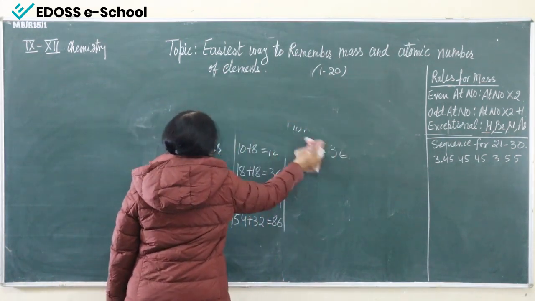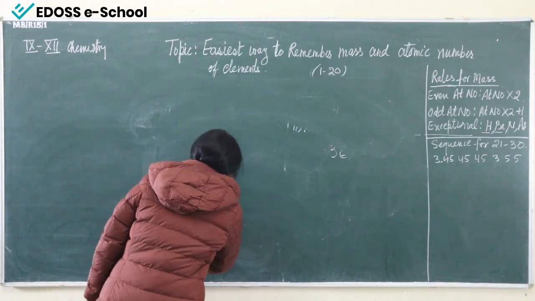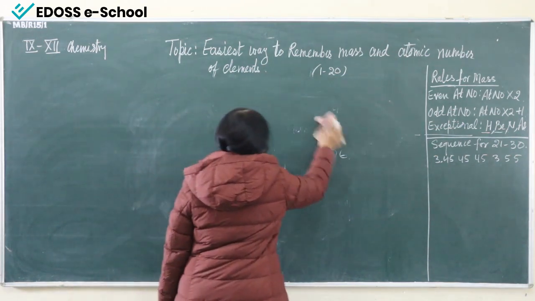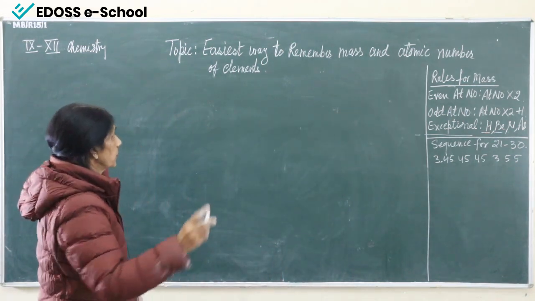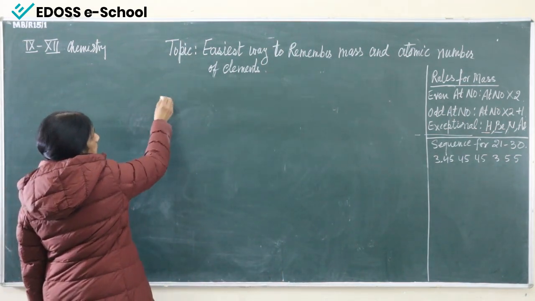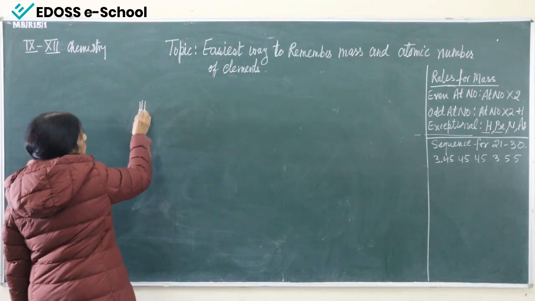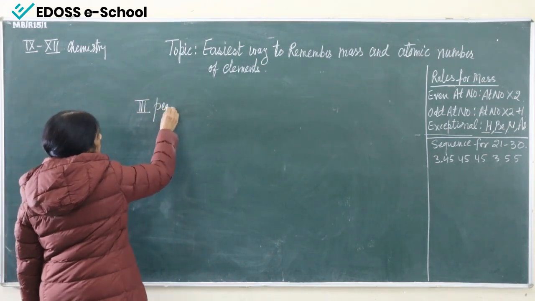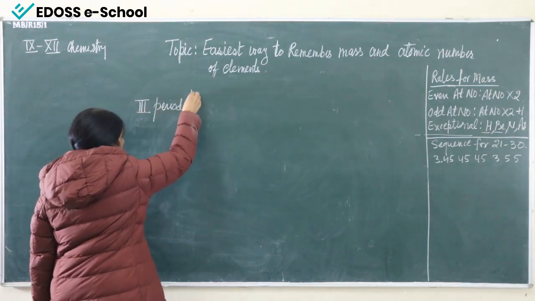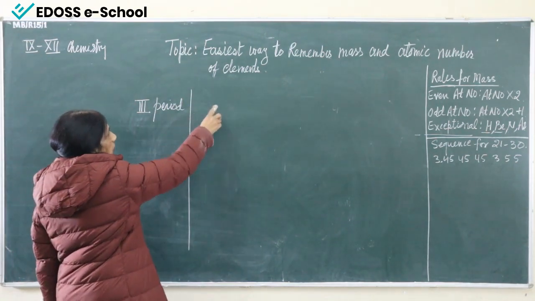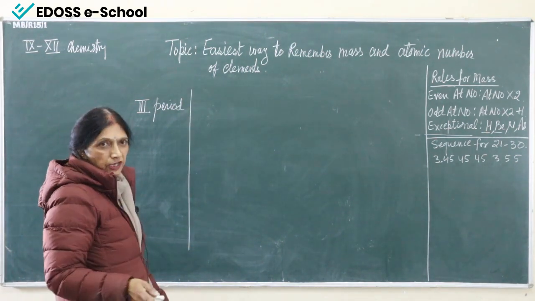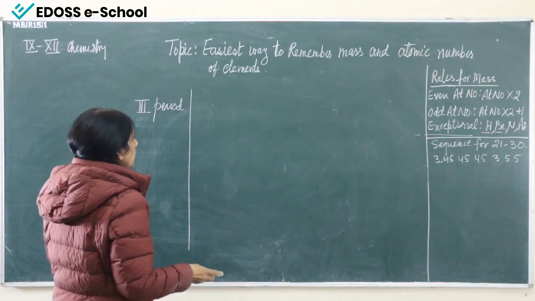Now one more that we can do easily in this trick way, that is of third period. Okay. Now for third period, now we are talking about third period elements. Okay. So for third period, first of all we will write the names. So how we can write the names?